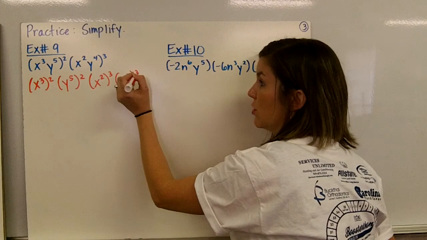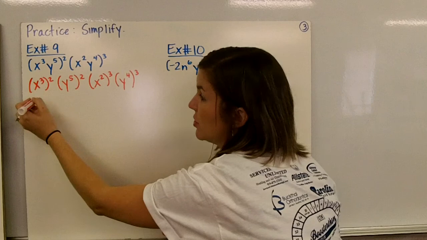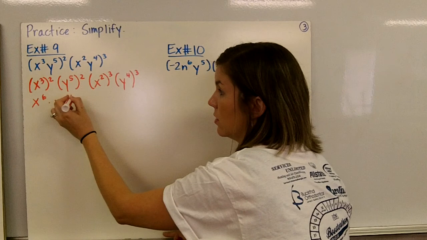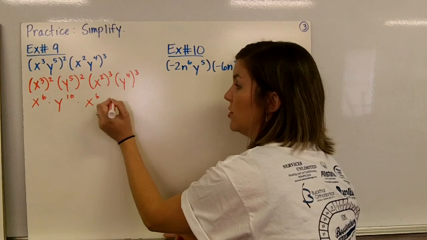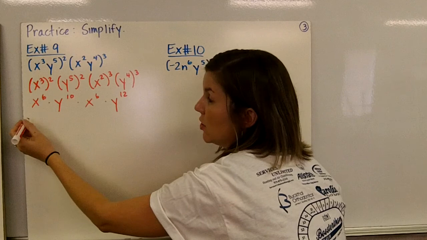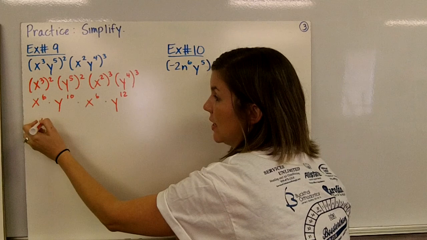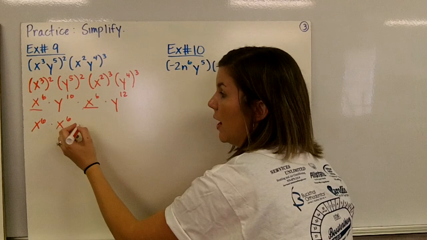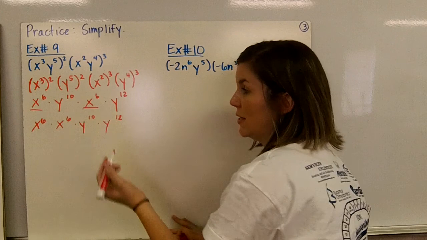A power to a power, we multiply. So 2 times 3 is 6. 5 times 2 is 10. 2 times 3 is 6. And 4 times 3 is 12. Now, I want to put the ones that are the same next to each other, so I'm just going to reorder these by the associative property. That says x to the 6th power times x to the 6th power. I just put my x's next to each other. And y to the 10th power times y to the 12th power. So I put my y's together.